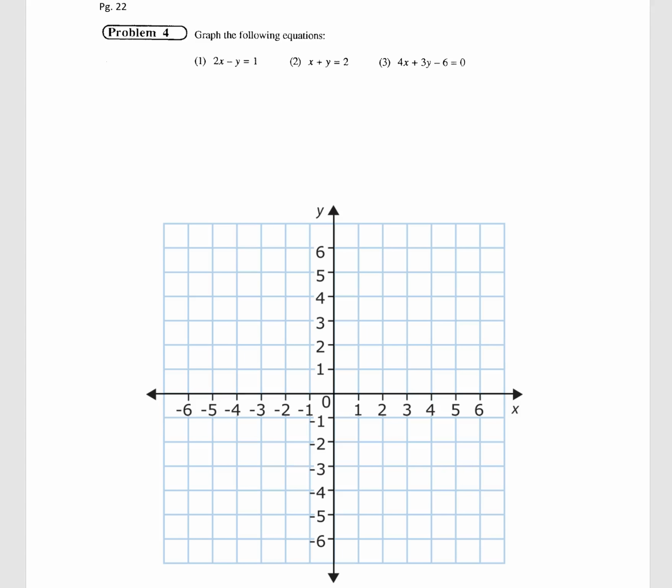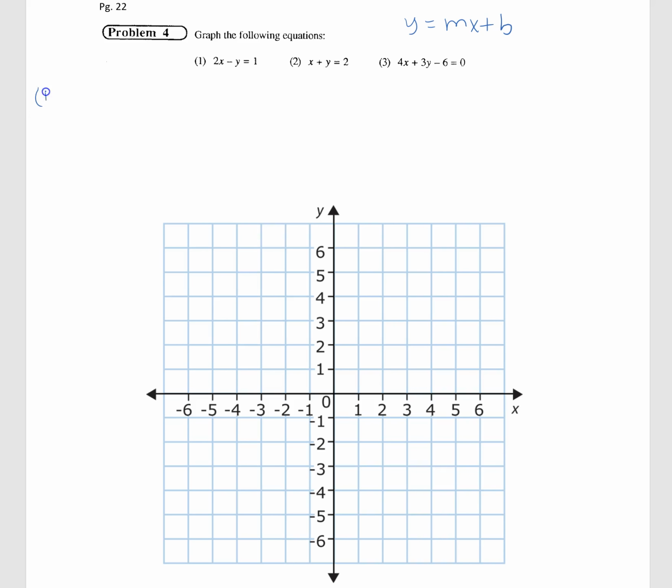Problem 4 on page 22 is asking us to graph the following equations. And so the first thing I want to do is actually get these equations in the form y equals mx plus b, because this is going to make them a lot easier to graph. And so in each of these cases, what I'm going to do is solve for y.